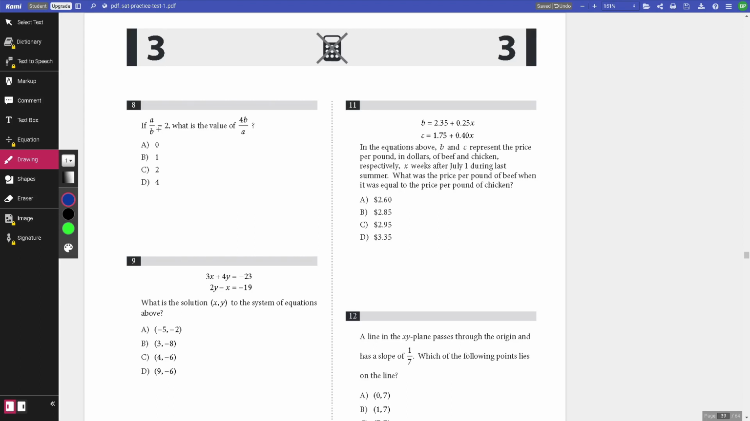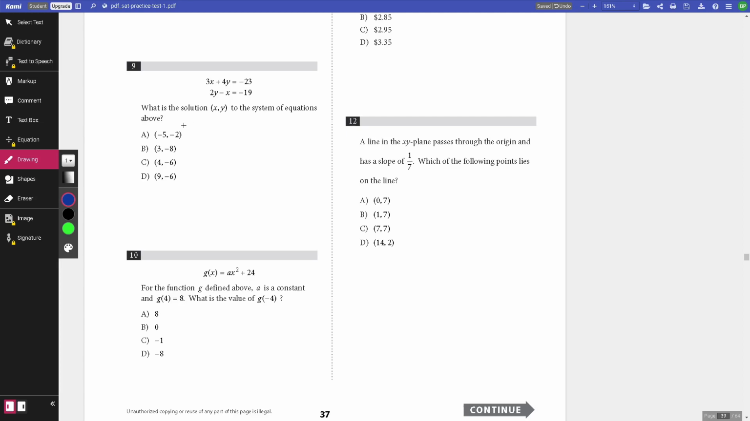If a over b equals 2, what is the value of 4b over a? So you would solve for one of the variables here. I'm going to solve for a, since you just need to multiply by b. A equals 2b, and you substitute it into here. So 4b over 2b equals 2. That's your answer.